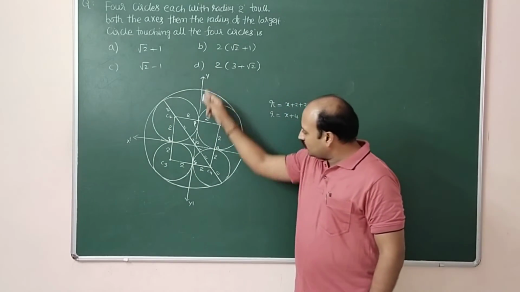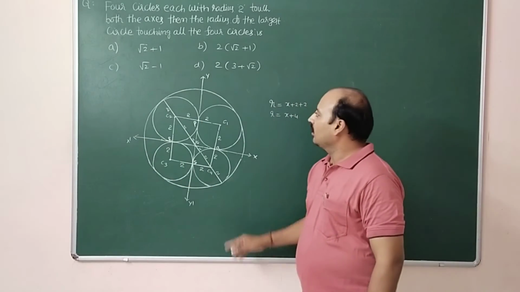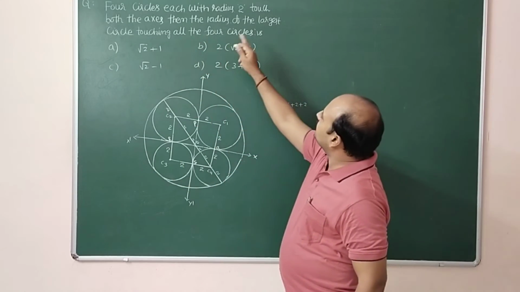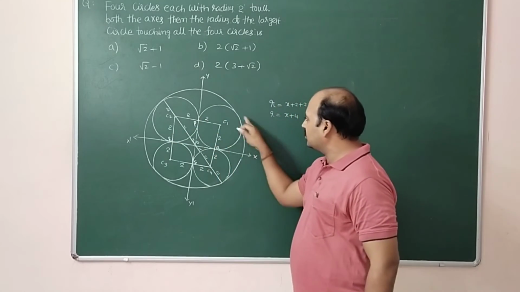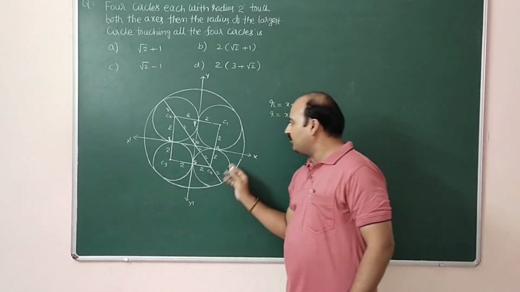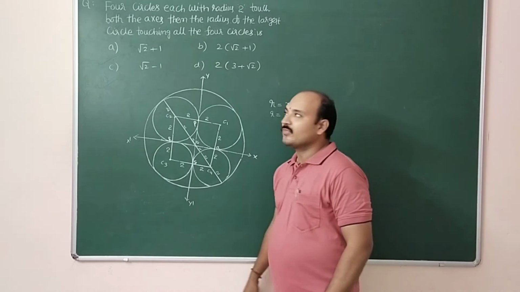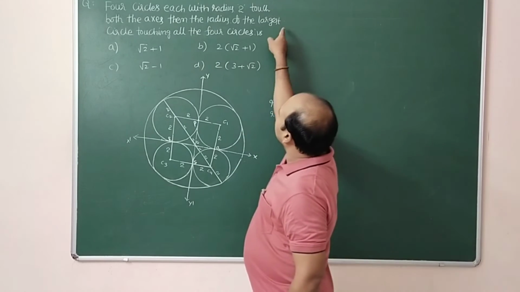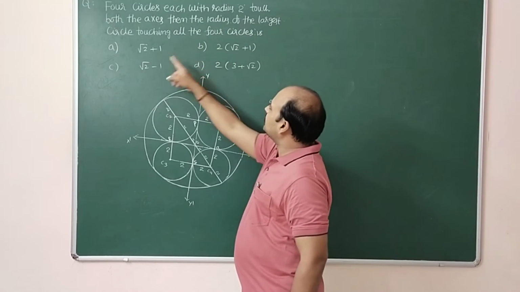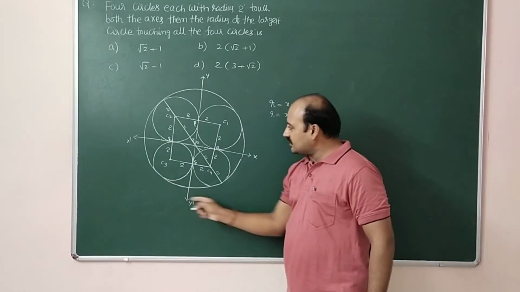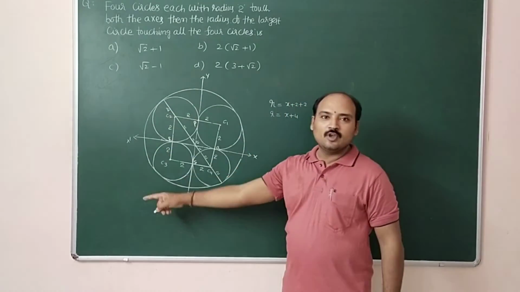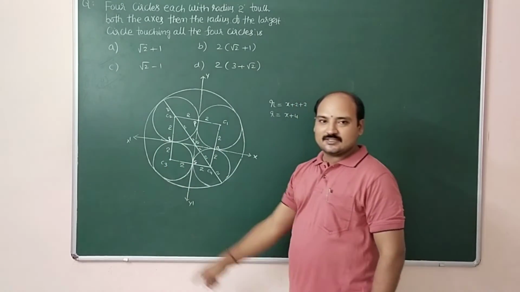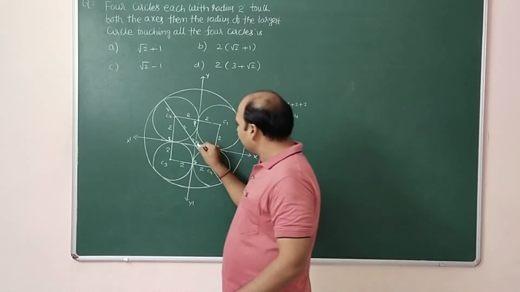4 circles each with radius 2 touch both the coordinate axes. Then find the radius of the largest circle touching all the 4 circles. See here, these are the coordinate axes. 4 circles each with radius 2. This circle has radius 2, this circle is also radius 2. C1, C2, C3, C4 are their centers. Find the radius of the largest circle which touches all the 4 circles. This is the required circle which touches all the 4 circles.